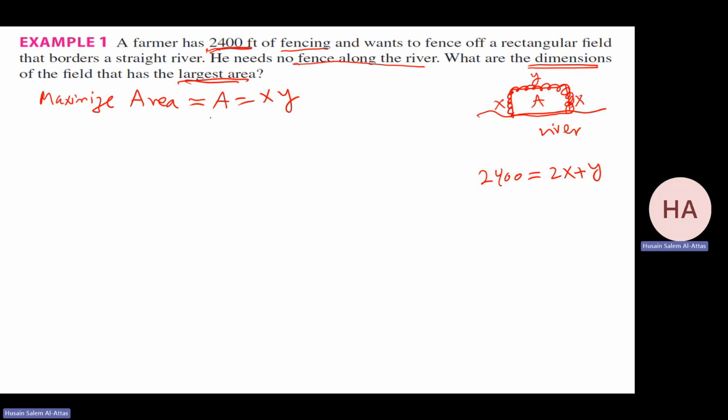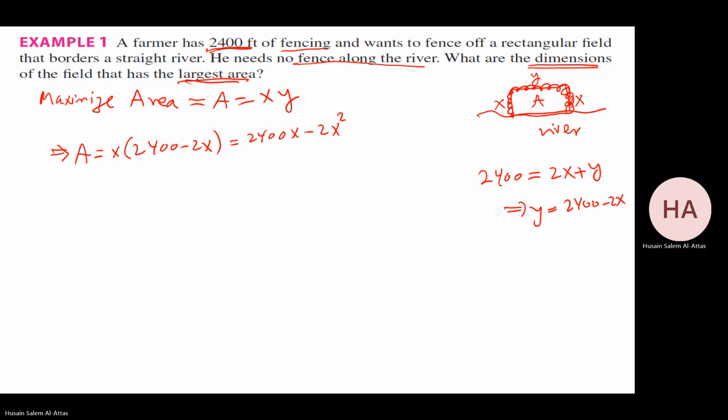Now I have this function is a function of two variables. So I need to change Y, or I mean, change one of them. Y will be easier: 2,400 minus 2X. So that means A is what? X times (2,400 minus 2X), and that is 2,400X minus 2X squared. Okay, so this is my function, which I want to maximize. I want to find the absolute maximum of this function.